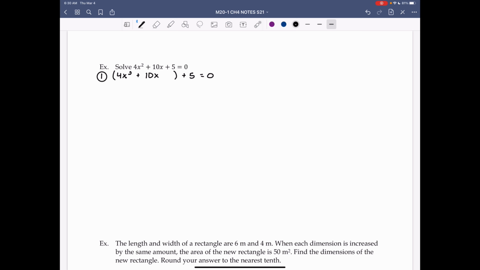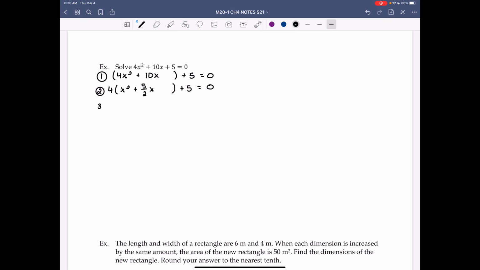Step 2, factor out the number in front of x squared, which is 4. 4 bracket, that leaves x squared plus 10 divided by 4. We can reduce that fraction. 10 over 4 equals 5 over 2x. Leave a space, close the bracket, plus 5 equals 0.